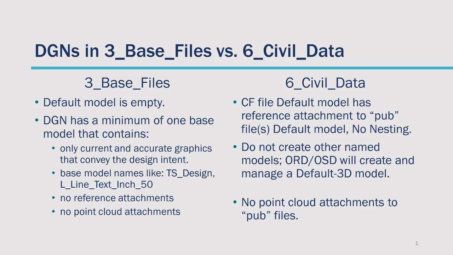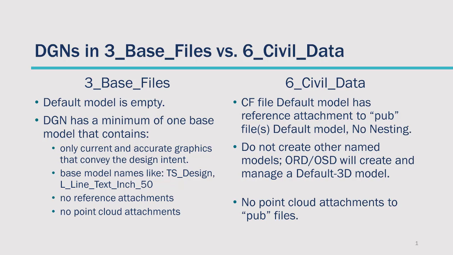We don't use it. Instead, we use well-named models that tell us what's inside the model. And that well-named model, like TS Design or L-Line Text Inch 100, contains current and accurate graphics that convey the design intent, but they're dumb graphics. That's the thing. They're not civil graphics. And these base files in the number 3 base files have no reference attachments. That's the hugest thing that I see.